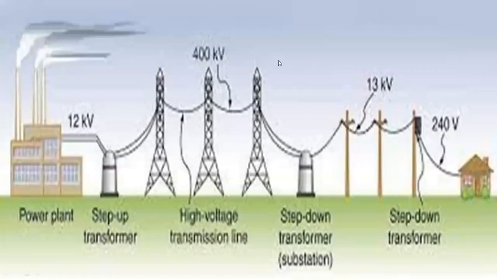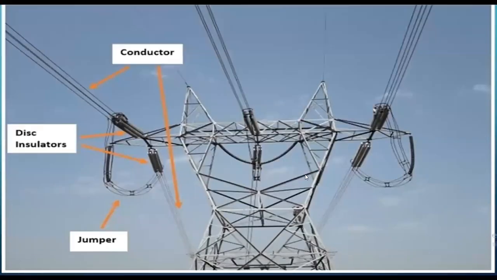This is the exact network of a transmission line where, from the power plant, electricity is generated at 12 kilovolts. Then we have the step-up transformer where the voltage is stepped up to 400 kilovolts. And then it is transmitted over distances of many kilometers. Then at the distribution level, we have the step-down transformer, again through the substation. After the step-down transformer, it is brought down to 13 kilovolts or 240 volts, which is given for residential or commercial purposes. This is exactly what transmission is about.